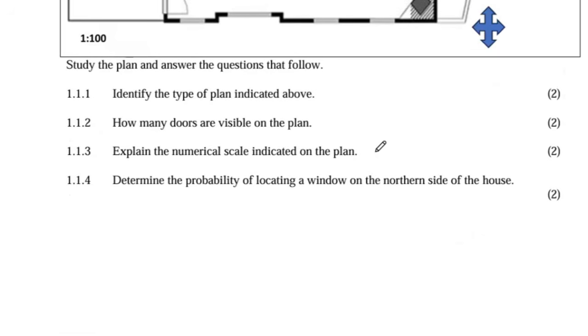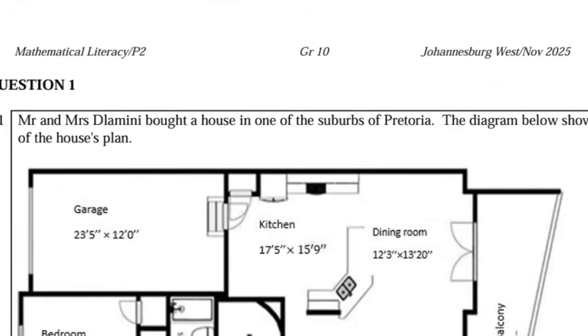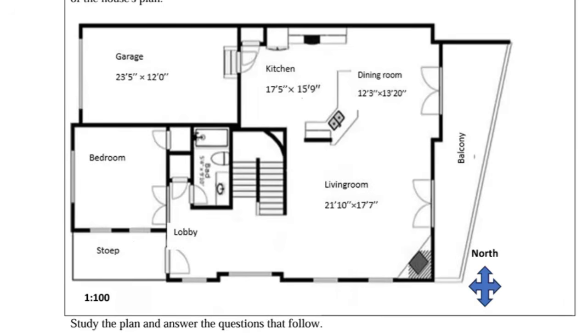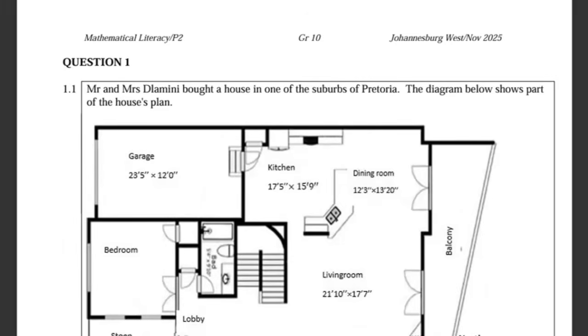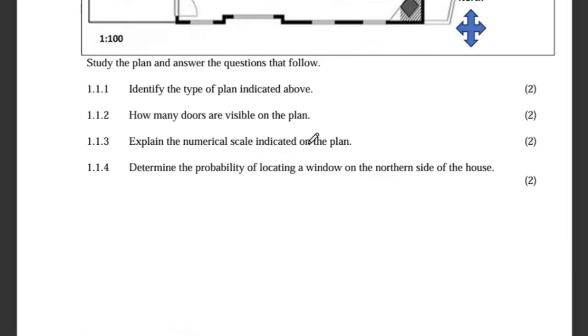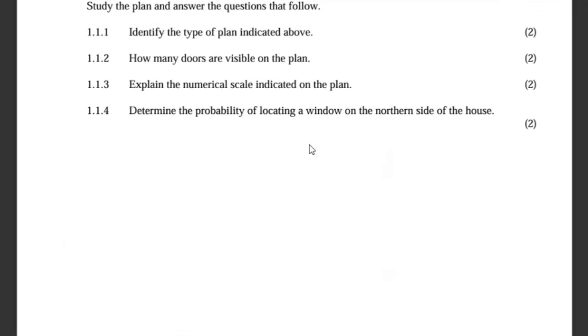Question 1. Identify the type of map indicated above. They've already told you it's a plan. So what kind of plan? This, we call it a floor plan. We shall say it's a floor plan. Okay, 2 marks. How many doors are visible on the plan?